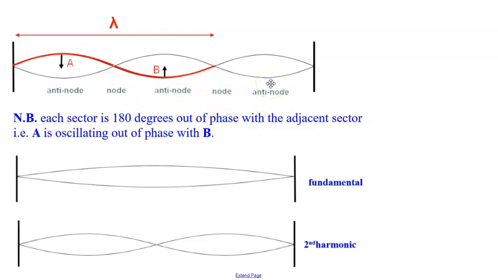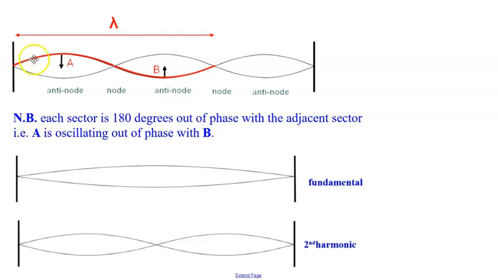If we have an oscillating string, then we have a node at both ends, and we have an antinode followed by a node. So we have these adjacent loops. Importantly, each loop is 180 degrees out of phase with the adjacent loop.